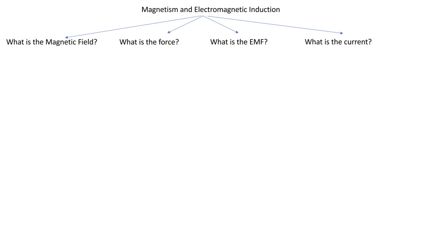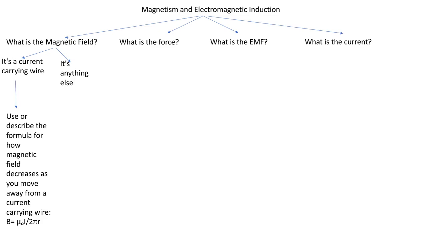You might pick different categories, but at the end of the day, we just need to classify these problems somehow. So let's go through one by one and try to figure out what to do. So if they ask you a question about the magnetic field, I think there's basically two possibilities for what they can be asking about. They've given us information about a current carrying wire.